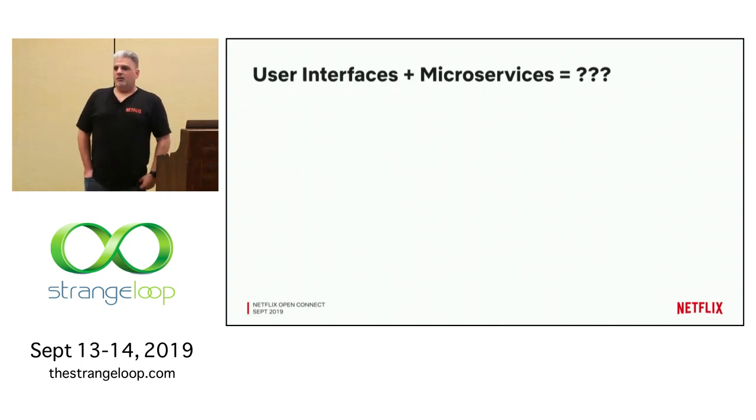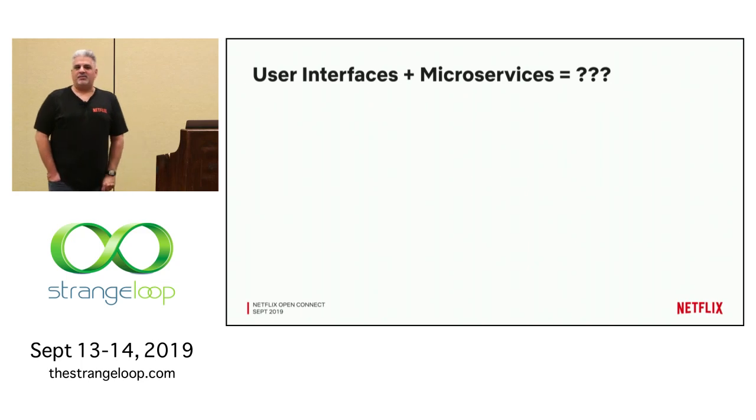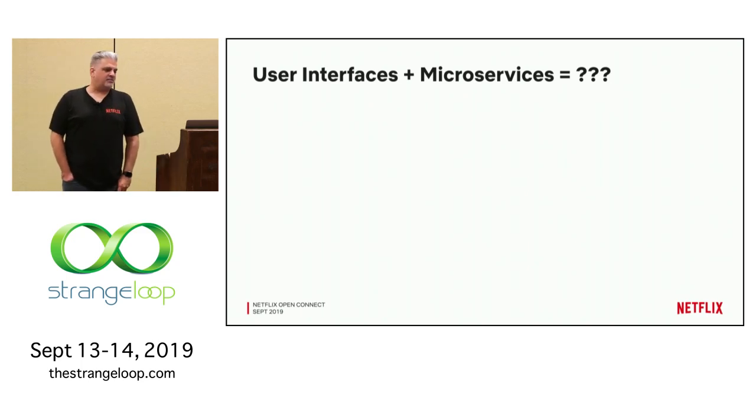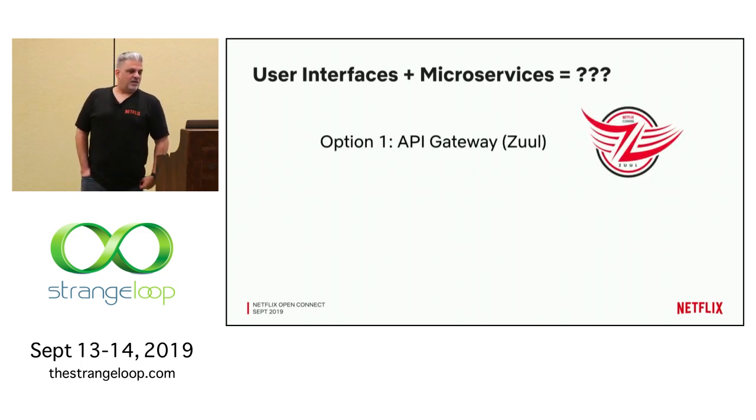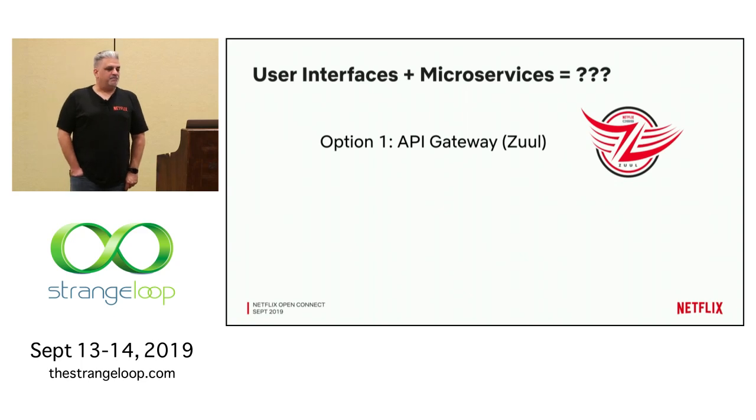But what does that look like from a technology standpoint? What do we do when we have all of these services and we do need UIs that need to talk to them? There's a couple different options. One, you can just go with a straight API gateway approach. There is a Netflix open source project called Zuul. Many of you may have heard of it. This is essentially what fronts the actual Netflix service itself. When the client is communicating with it, it goes through this gateway.